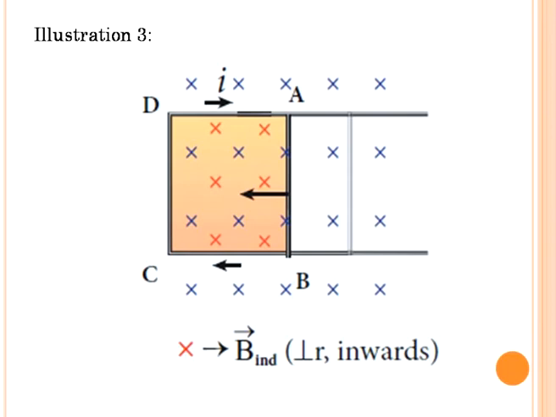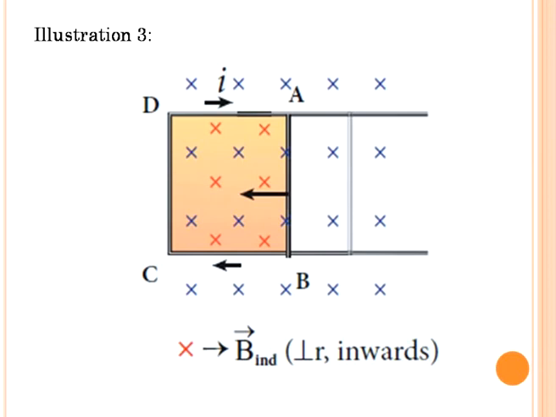In illustration 3, the conductor AB is moving towards left, and of course the area decreases. If the area decreases, the cause, that is the inward magnetic flux, also decreases. What should be the role of the induced current? It has to oppose the cause. The cause is a decrease in flux, so the induced current should increase the flux.